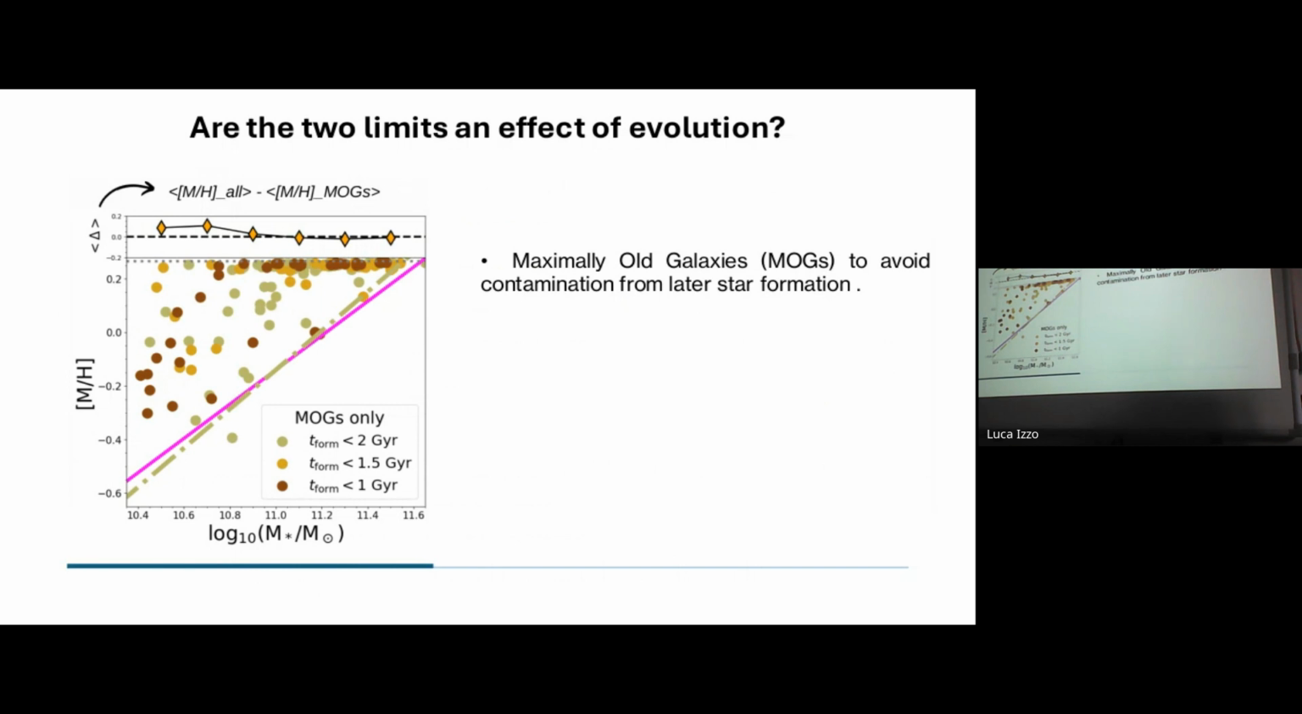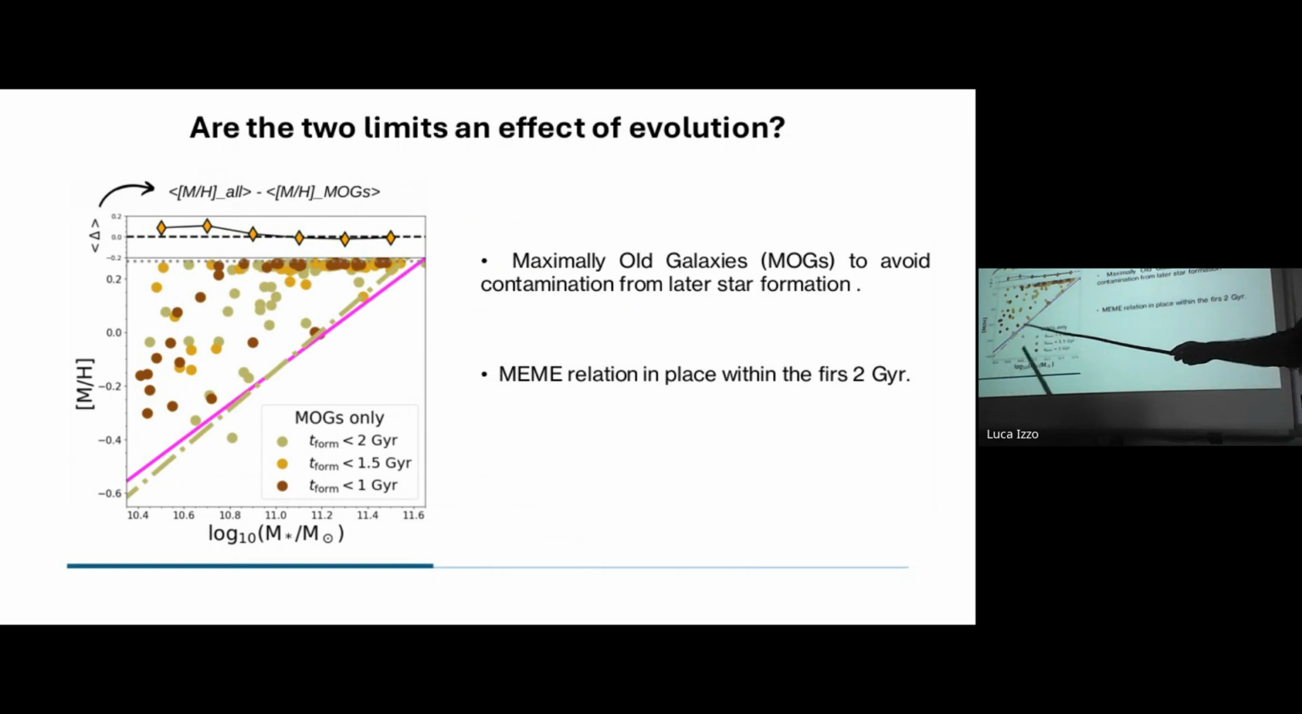The third thing that we check is the possible impact of cosmic evolution, meaning the cosmological evolution. And here in particular, we selected a subsample of maximally old galaxies, which are galaxies that formed within the first 3 gigayears of evolution. And this is to avoid possible contamination from later formation. And the first nice thing you can notice is that the mean relation, the lower limit here, is already present just considering the maximally old galaxies. So it means that it was already in place within the first 3 gigayears of cosmological evolution.